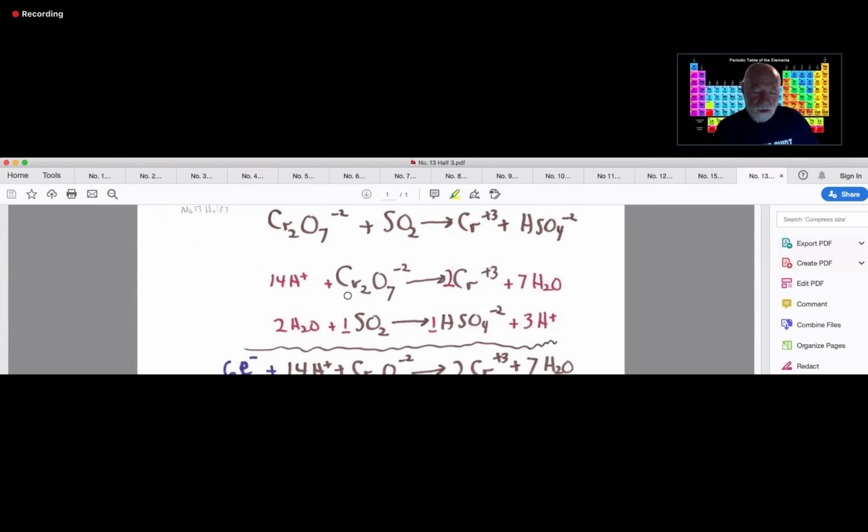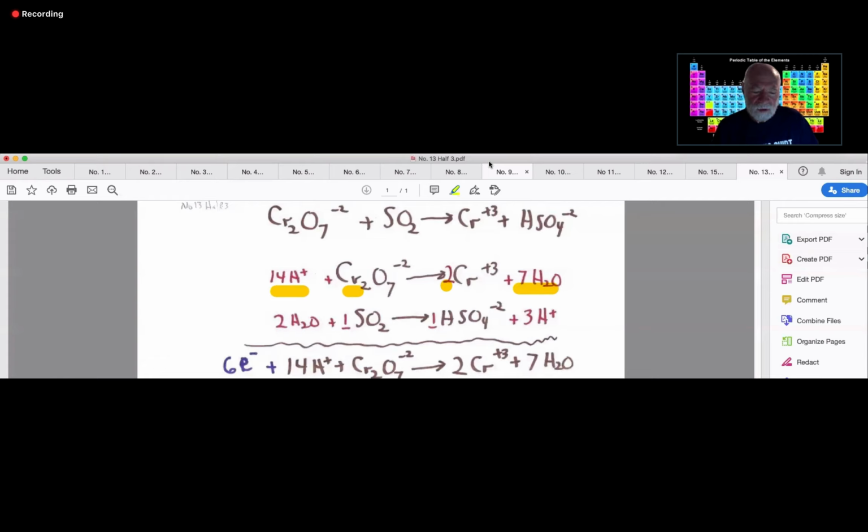Okay, so we have 2 chromiums on the left, so this has to be a 2 on the right. 7 oxygens. Ooh, we need some oxygen, so 7 waters. 7 times 2, 14 hydrogens, so 14 hydrogen ions. So see if you agree. Is that one balanced by mass? Say yes. Okay, now let's balance the bottom one by mass. So let's see, we got 1 sulfur, 1 sulfur. So these both have to be 1s. Okay, go for the oxygen balance next.